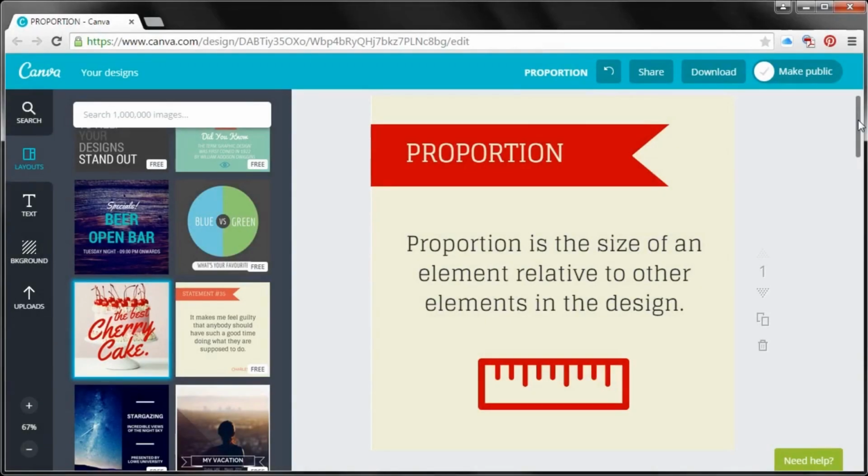Proportion is the size of an element relative to other elements in the design. And proportion helps achieve harmony, balance, and order within a design. You can also make an element disproportionate and emphasize or draw attention to the focal point of that disproportion in your design. So let's take a look here.